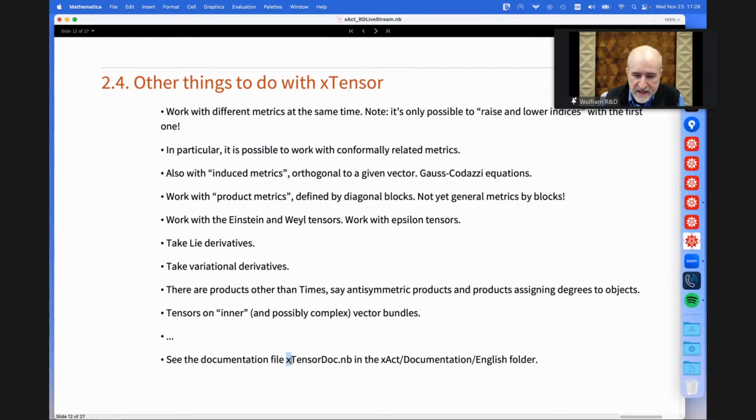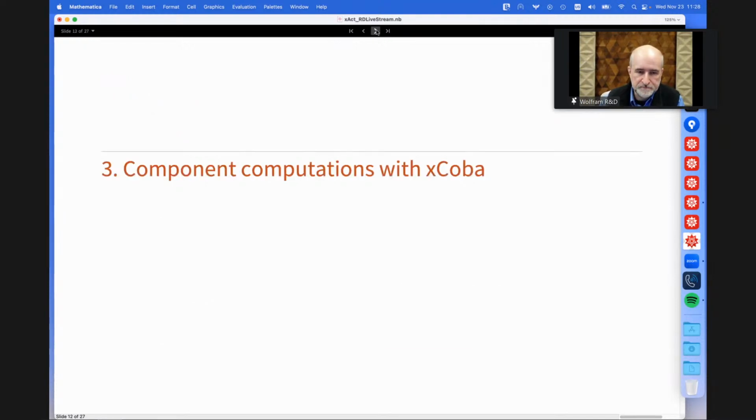Okay, if you download xAct, go to this file, xAct documentation English xTensor doc, and you have full documentation, hundreds of pages of things you can do with xTensor. Okay, let's move on to xCoVaLent, the component computations.